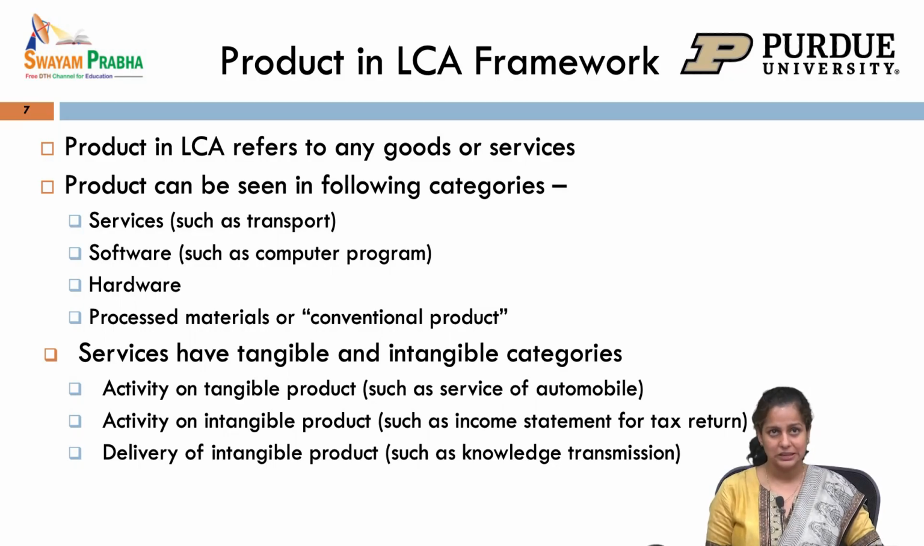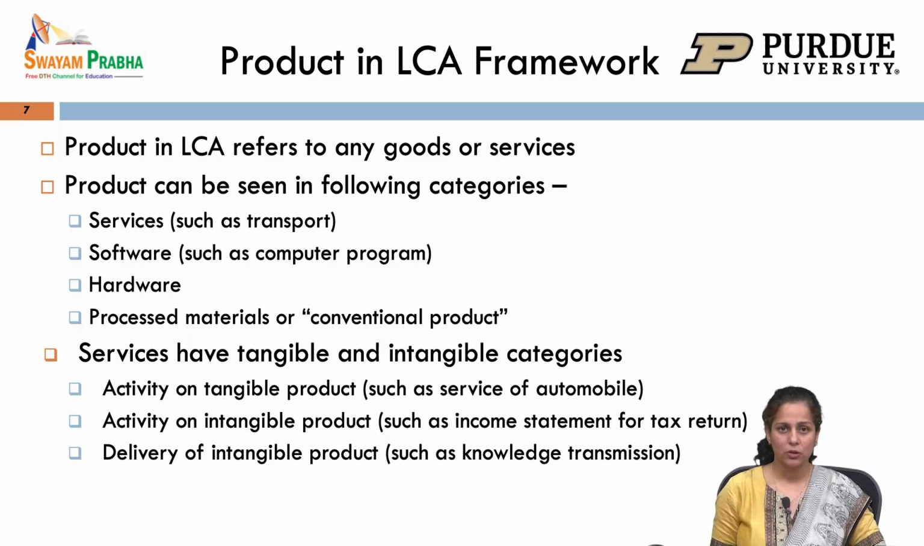Similarly, we can do an LCA of hardware, and of course, the easier ones are where we are talking about processed materials or conventional products. Among services, we also have tangible and intangible categories. So, a tangible service is such as servicing of an automobile, but an intangible one is something like an income tax statement. For anyone who is providing the service of an income tax statement, we can also do an LCA of that service.